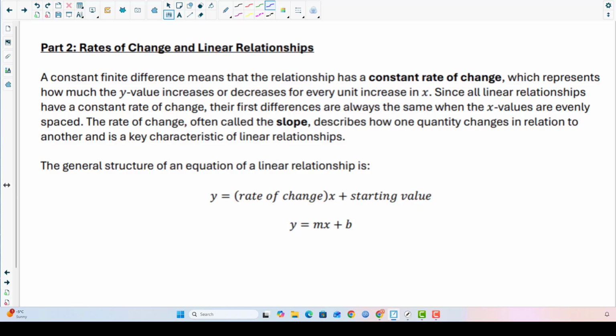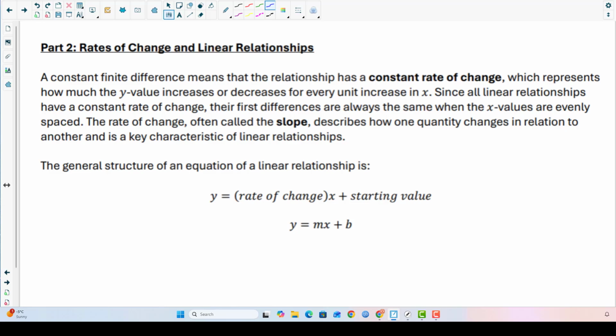Rates of change and linear relationships. A constant finite difference means that the relationship has a constant rate of change, which represents how much the y value increases or decreases for every unit increase in x. Since all linear relationships have a constant rate of change, their first differences are always the same when the x values are evenly spaced. The rate of change, often called the slope, describes how one quantity changes in relation to another and is a key characteristic of linear relationships.